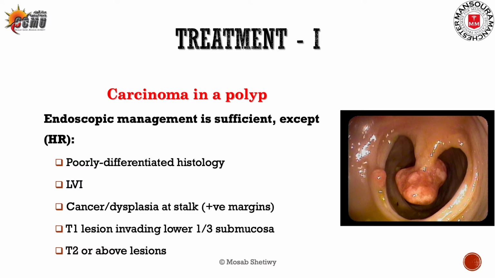That means that if the pathological report of polypectomy after endoscopy or colonoscopy said that it is poorly differentiated or with positive lymphovascular invasion, or with positive margins after resection, there is still residual disease inside the colon, or if the tumor is T1, deep T1 lesion or tumor invading lower third of submucosa, or even T2 or higher, this indicates segmental resection of the colon, and polypectomy is not enough.